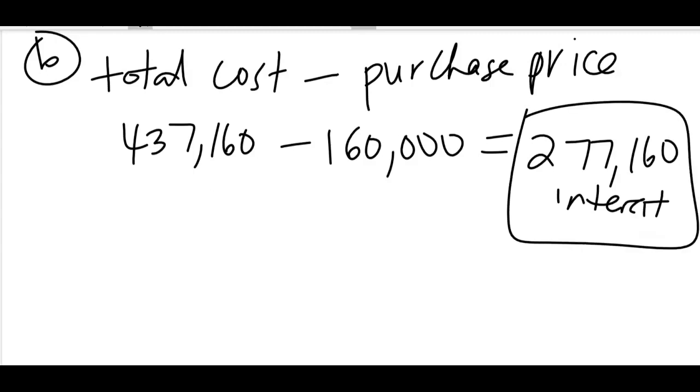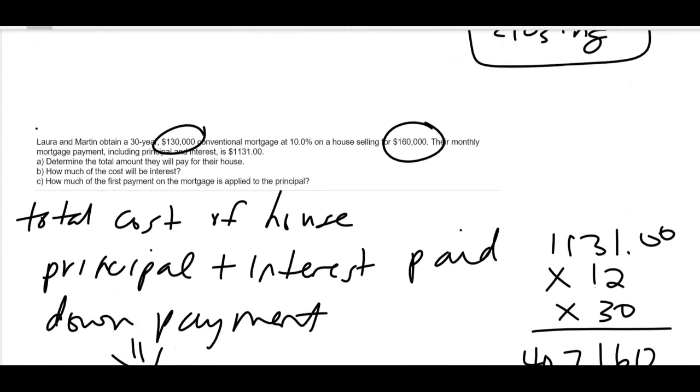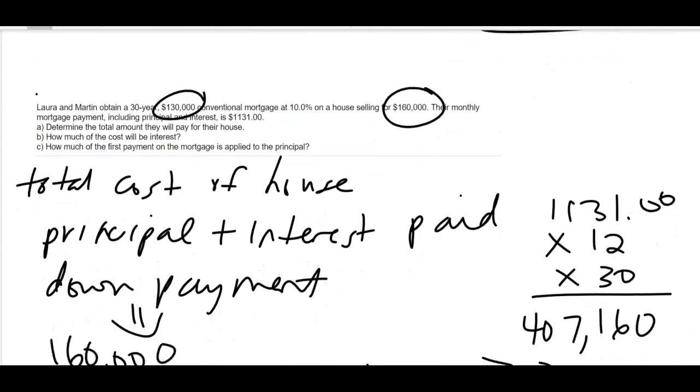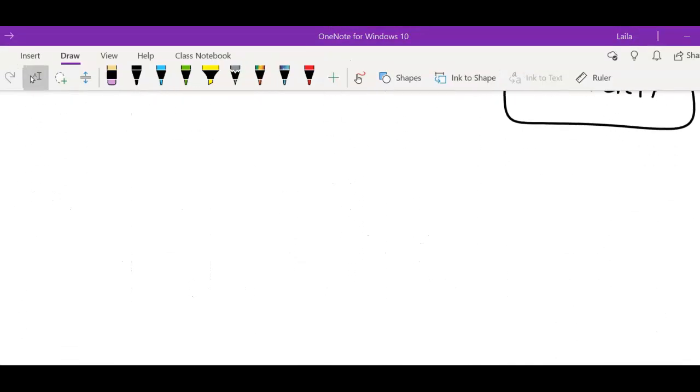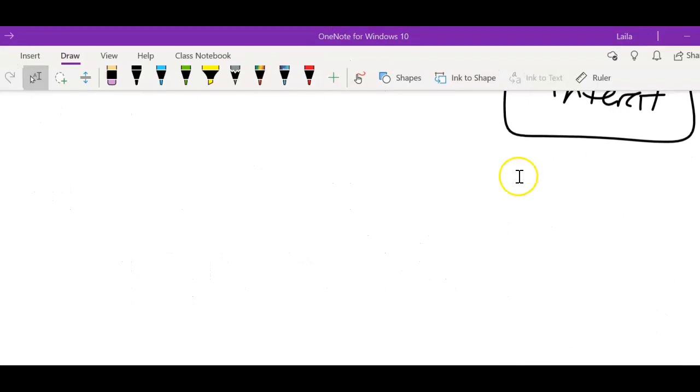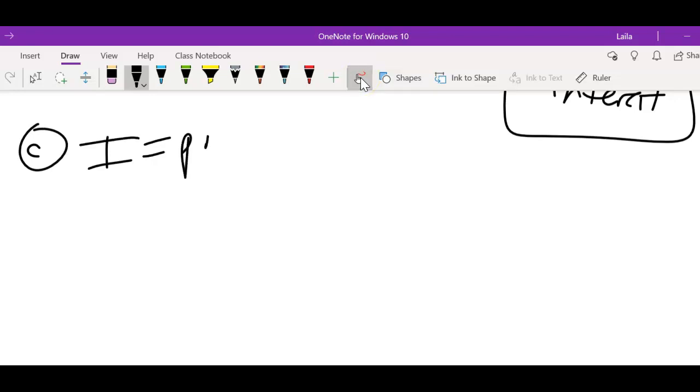Okay. And then the next part says that we want to find part C. What does it say? How much of the first payment on the mortgage actually goes to the principal? How much of that first payment goes to the principal? So for part C, we want to make sure that we use our simple interest formula, I equals PRT. And this time we want to figure out our principal. So our principal is actually the amount that they financed.